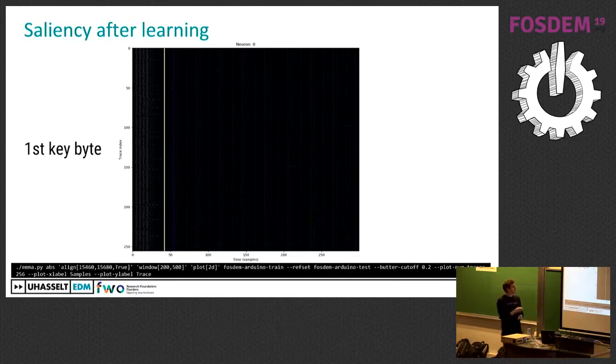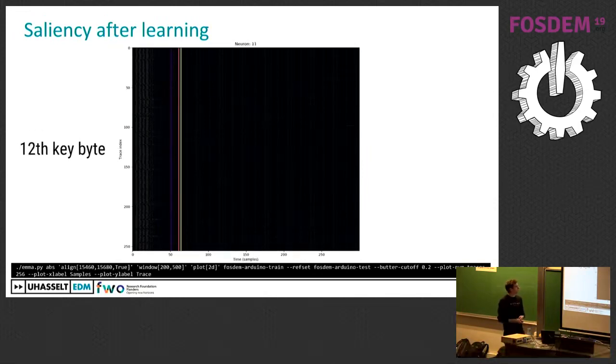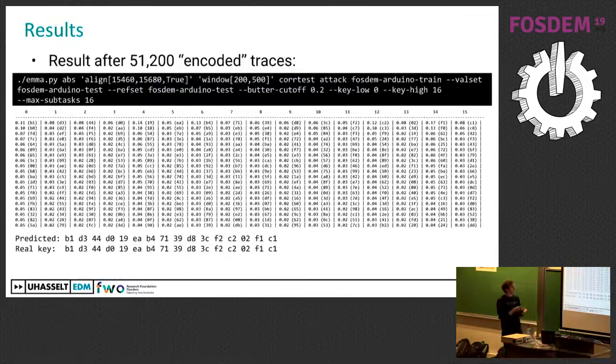And for the first key byte, this seems to be okay, because we have a few samples here around the first round of AES that were learned automatically by the neural network. The same for the 7th key byte, except that we have another leaking point here. And then for the 12th key byte, we have another few leakage points. So now we're ready to combine all these leakage points together and have our encoded trace by putting it through the neural network. And if we then again execute our attack, we'll end up with 51,200 encoded traces, which then just combine the information from the original ones, and we can run a standard CEMA attack once again.